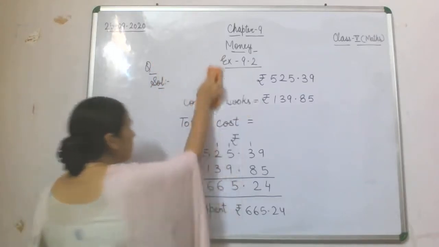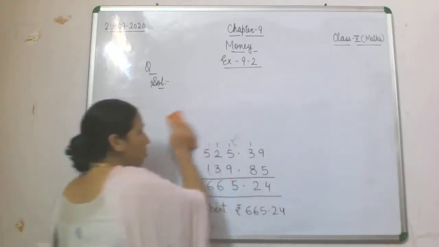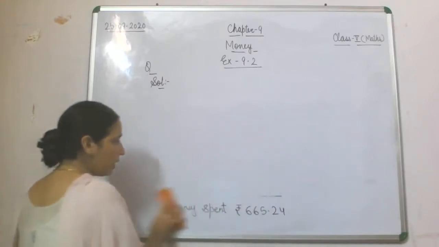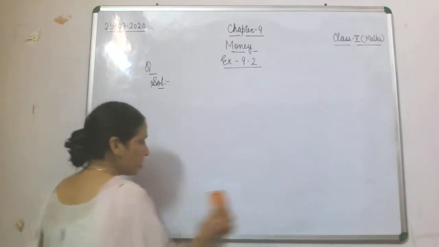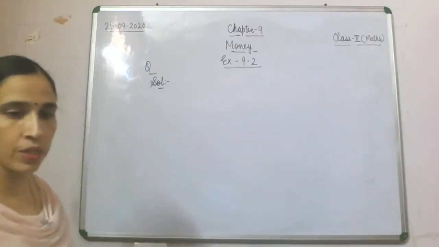Now you have been given the cost of the sari and the fare of the auto rickshaw. Then we are going to add, and then we will get the total cost. Fine, so that we will do. Let's start question number 5.